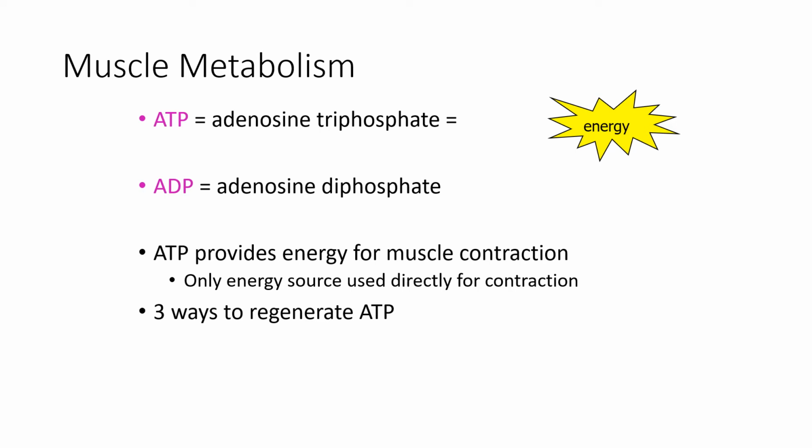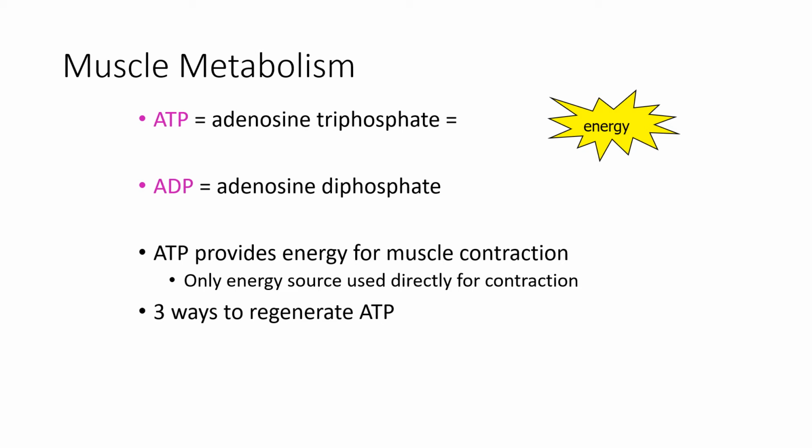So muscles obviously need energy, and their metabolism involves both ATP and ADP. So ATP is adenosine triphosphate, and it provides the energy for contraction. Well, in actual fact, it is removing of a phosphate that releases the energy. ADP is what we result in, adenosine diphosphate. So stored ATP provides energy for cross-bridge mount and detachment, as well as operation of the calcium pump.